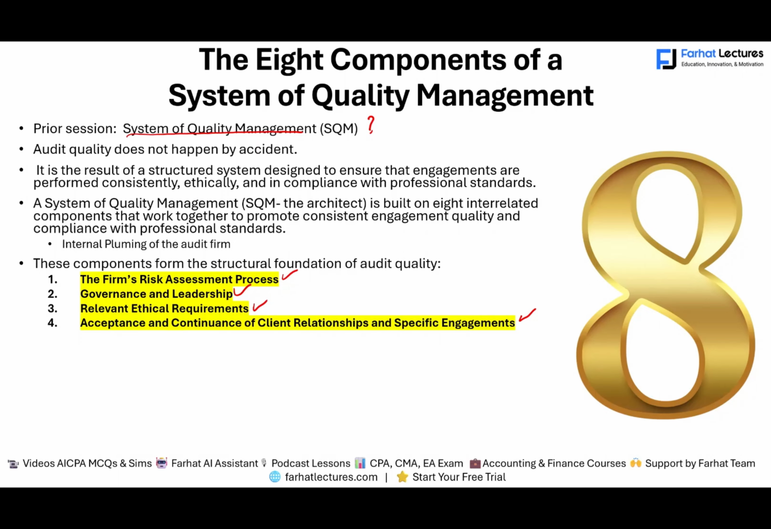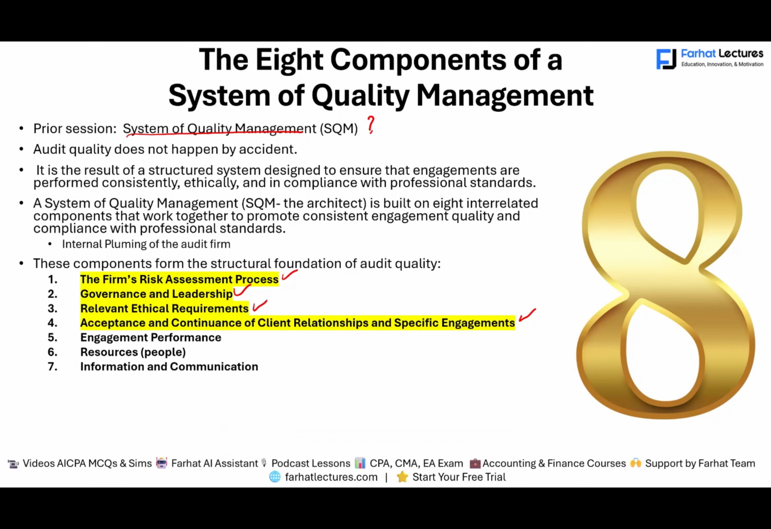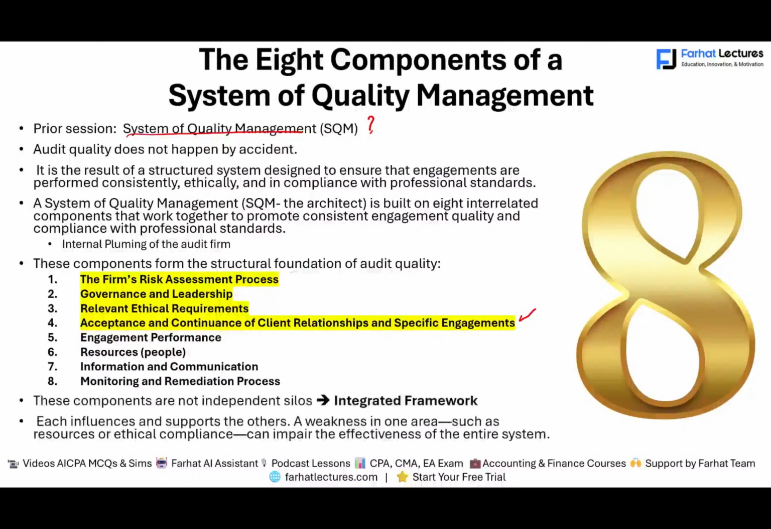There are 8 elements in total, which are engagement performance, resources, which include people, information and communication, and the monitoring and remediation process. And remember what we said in the prior session, each component influences and supports the others. So a weakness in one area, like resources, specifically people, if they are not well prepared, can impair the effectiveness of the entire system. So in this session, we will focus on the 4 remaining elements. Let's go ahead and get started.